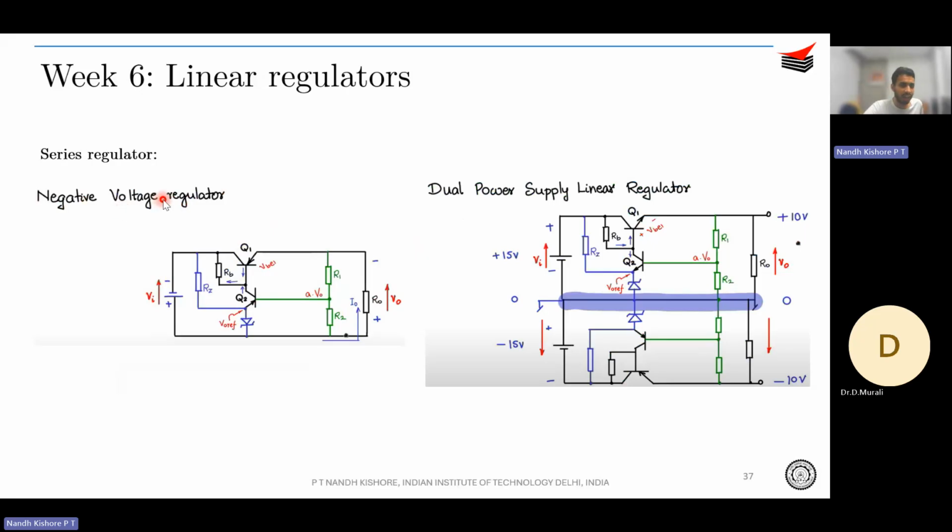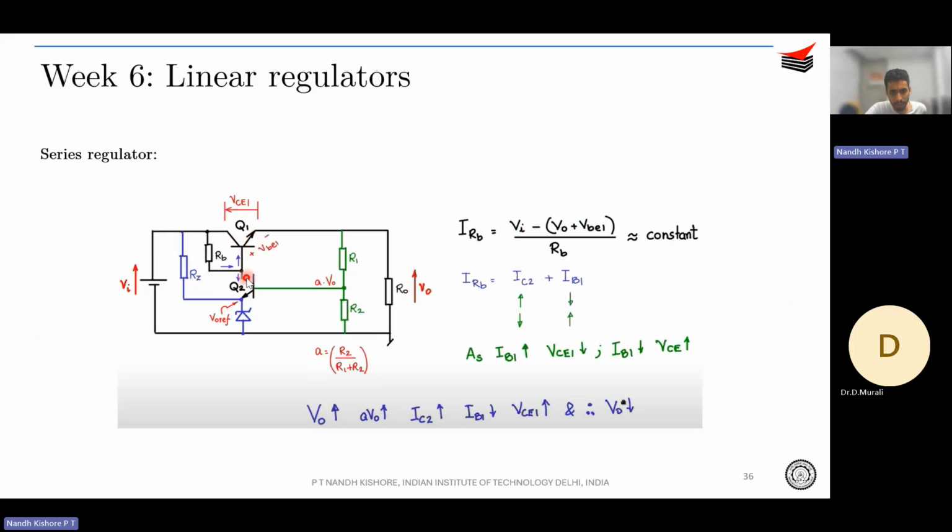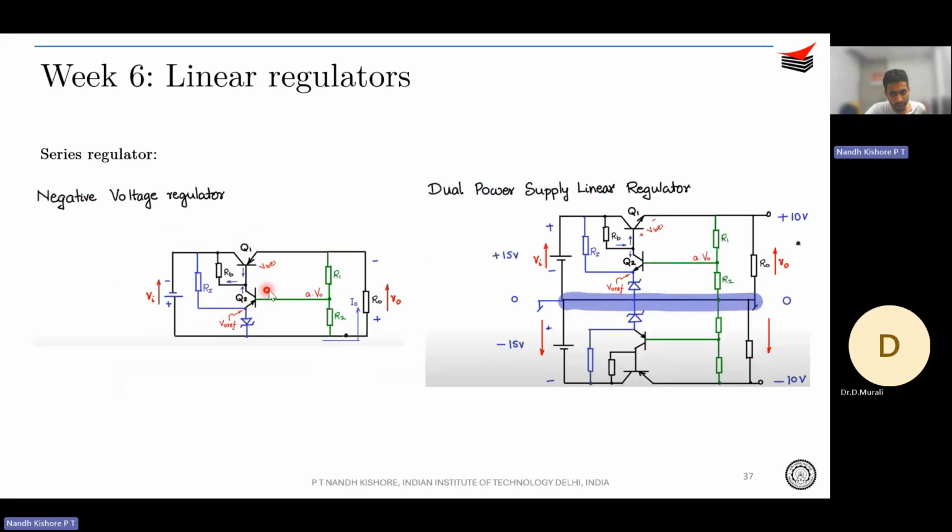So the negative voltage regulator is just a dual of the positive voltage regulator. Replace NPN by PNP and reverse the polarity of the Zener diode. See, the polarity of the Zener diode is reversed and replace NPN by PNP. Right. Of course, the input will be negative.